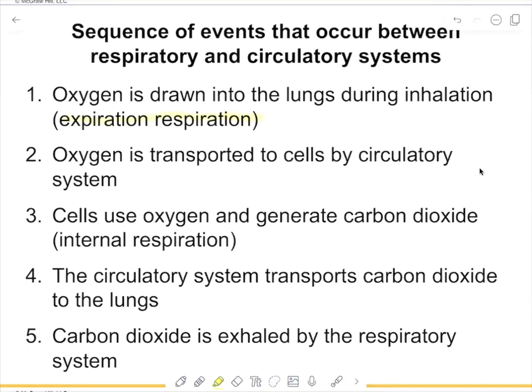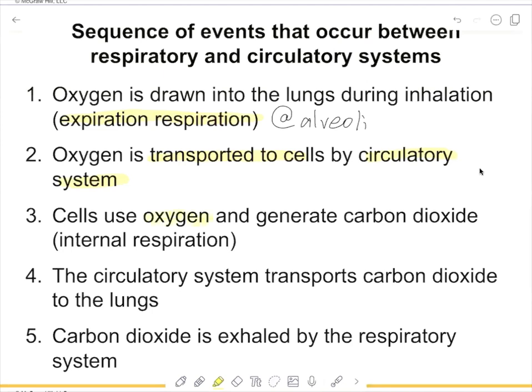The first step is external respiration. And again, it is what occurs at the alveoli. There's going to be gas exchange at a membrane in the alveolus. Then the oxygen is going to be transported to the cells by the circulatory or cardiovascular system. Once the respiratory gases reach the tissues, it diffuses from the blood into the cells.